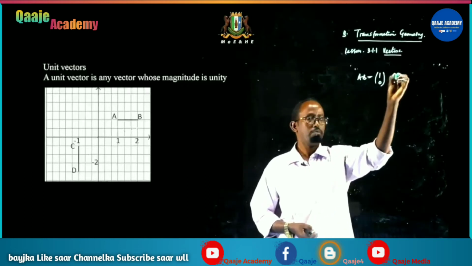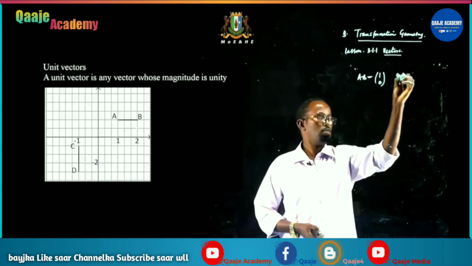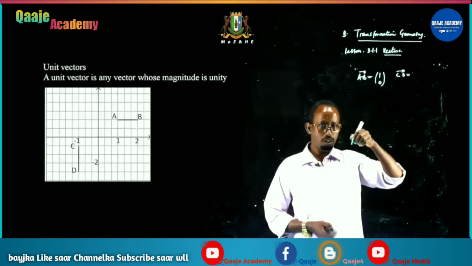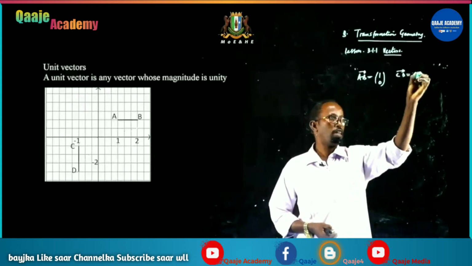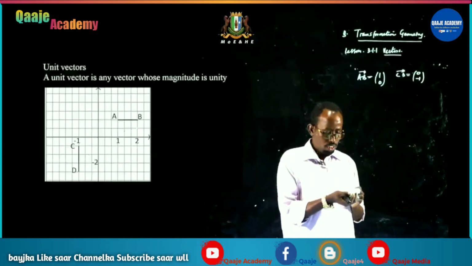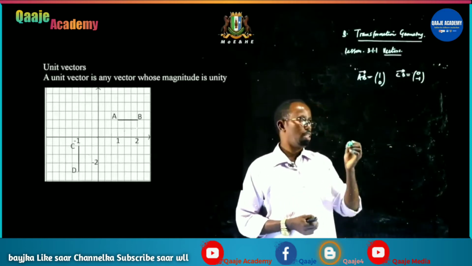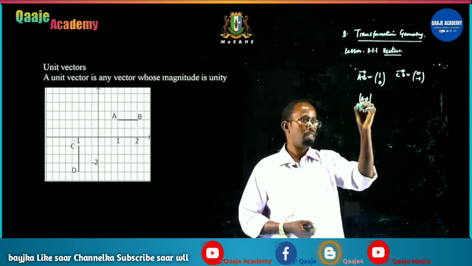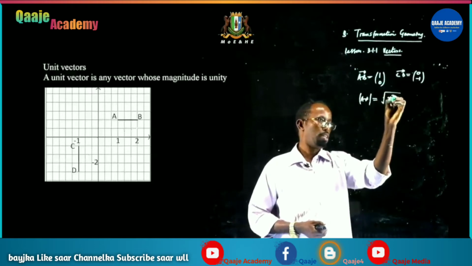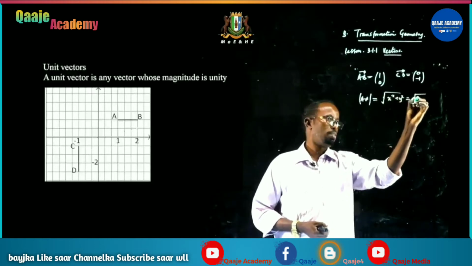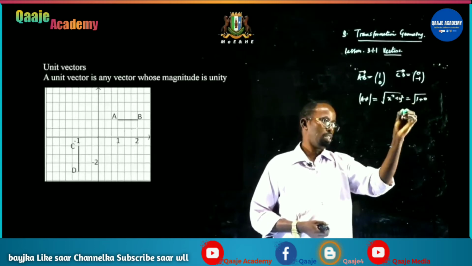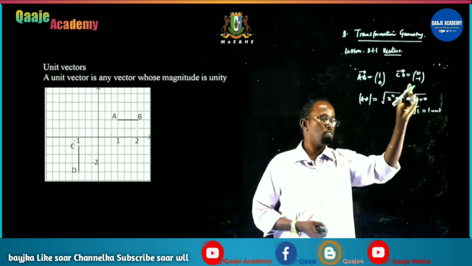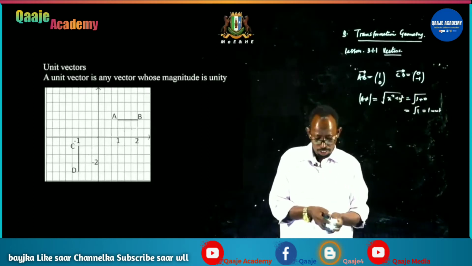CD is also the same. CD, you get 1 unit downward, so this one becomes 0, -1. So a unit vector is a vector whose magnitude is 1 unit. Let me find the magnitude of AB. You write x squared plus y squared, you get 1 squared plus 0 squared, which is 1, the square root of 1 is 1, so we have 1 unit. The same for this one, you still get 1 unit.